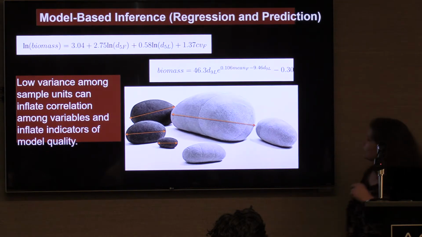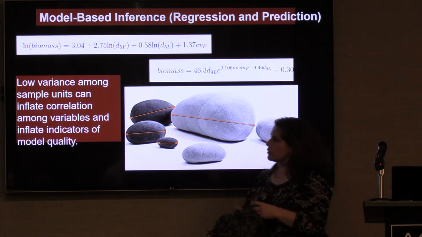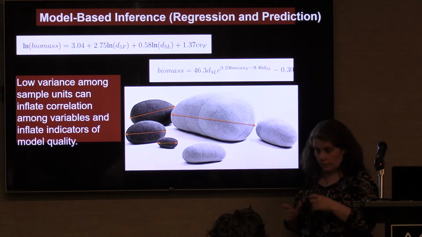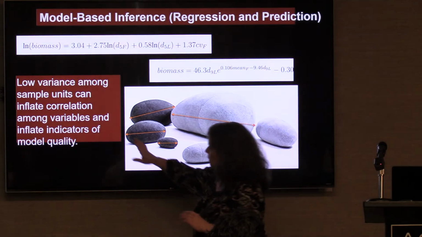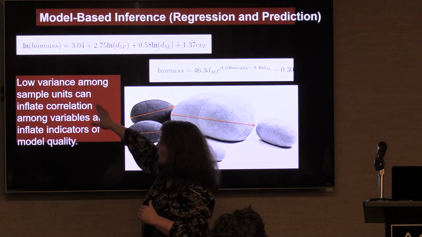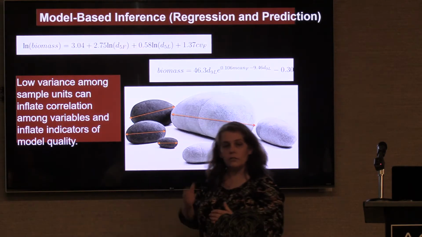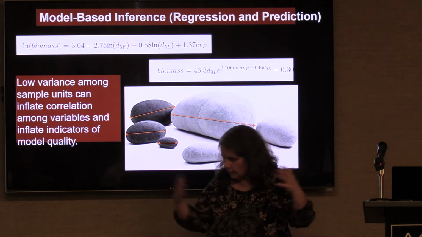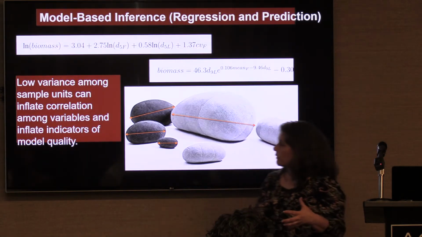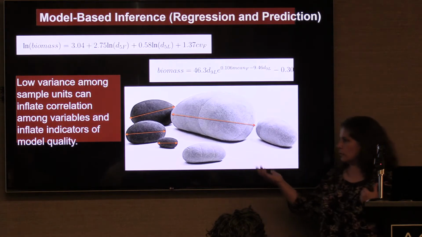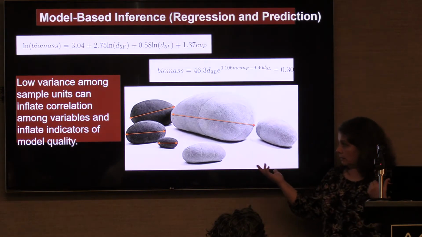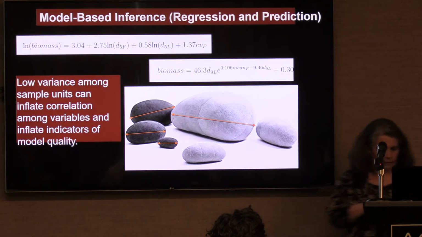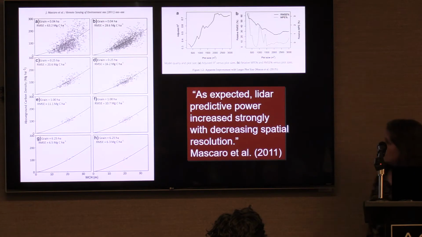Now, if you run a regression with low variance among your sample units, this is the modifiable areal unit problem. It can inflate correlation. If you choose your units in such a way, or you make very large units that sequester a lot of the variance, you can inflate R², and you can inflate other indicators of model quality that are scale dependent, like RMSE.